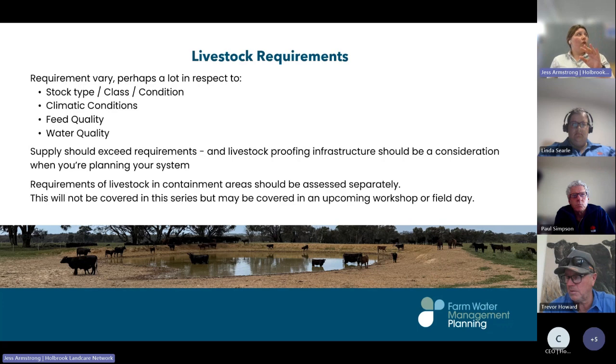In the same vein, requirements of livestock in containment should be assessed separately to your regular farm water audit. That is not necessarily covered in this series, but similar to the previous point, this will be explored hopefully in an upcoming field day in 2025 as well.